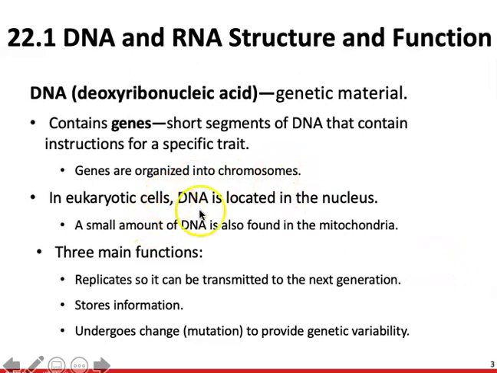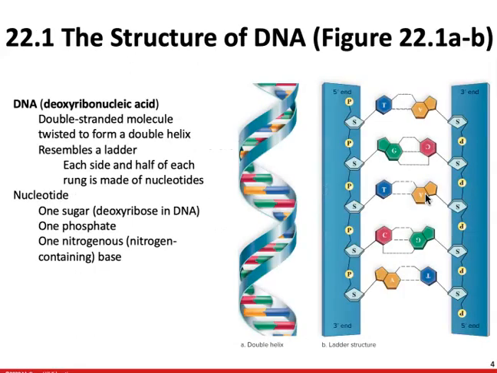In eukaryotic cells, the DNA is going to be located inside of the nucleus. A very small amount of DNA is also found inside the mitochondria. The mitochondria is sort of a self-sustaining little organelle. It can plug and chug along as it goes. There are going to be 3 main functions of our DNA. It's going to replicate, so that it can be passed down to the next generation. It's going to store information, and it's also going to undergo change or mutations to help provide genetic variability.